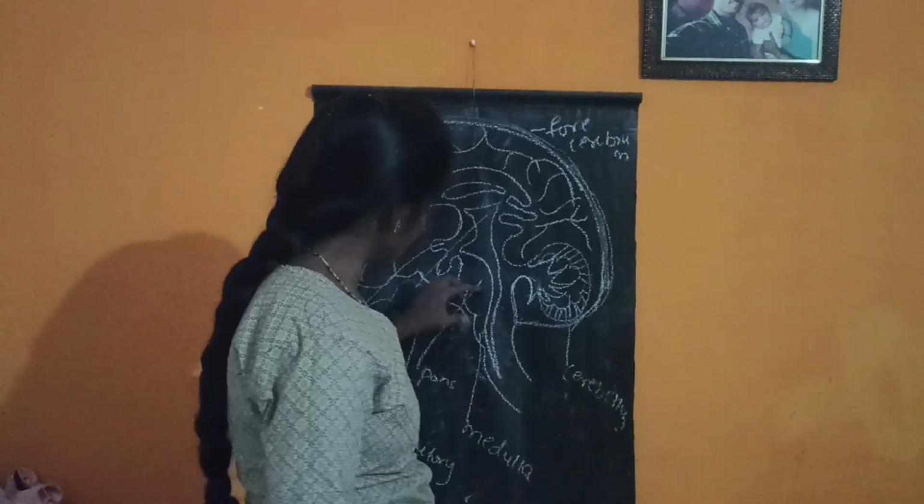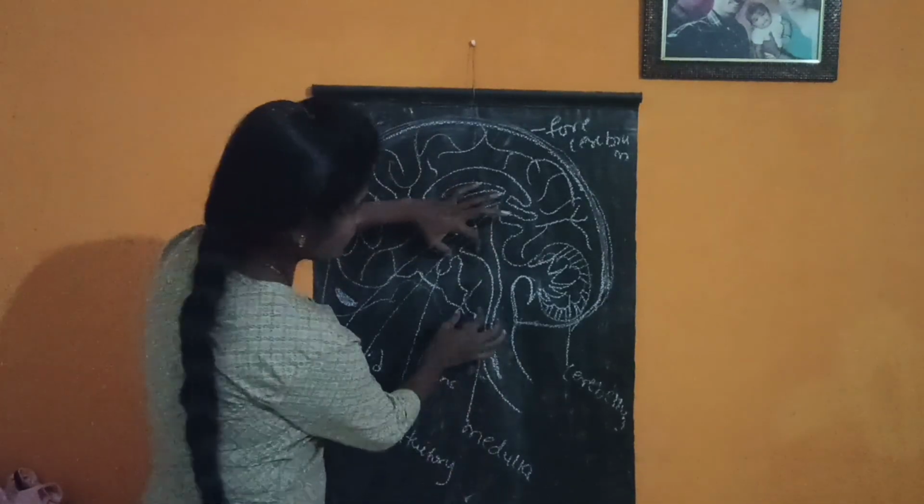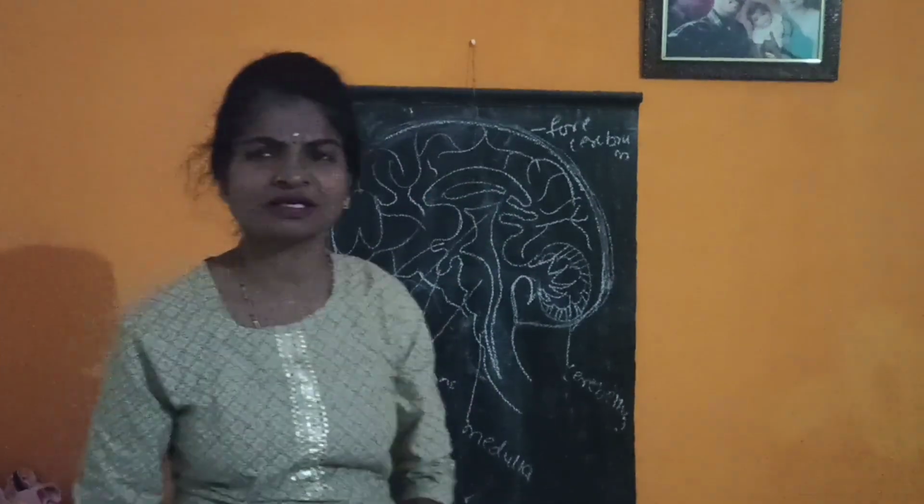What about this small portion? This small portion is called the pons. What is the function of the pons in the brain? It regulates and controls our eyeball movement. Whatever the eyeball movement is, it is all controlled by the pons. That is the hindbrain.